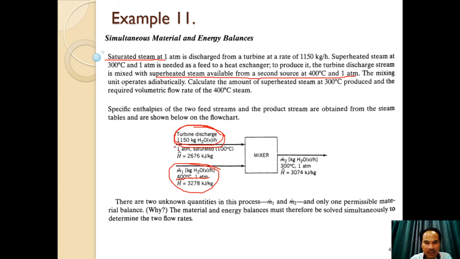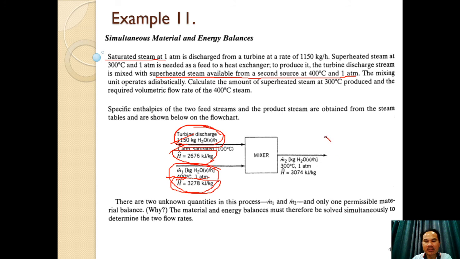You know the mass input, you know the pressure and temperature of the input steam, so you can calculate the enthalpy of the input, at 1 atm and 100 Celsius. For the second stream, you know the input is 400 degrees Celsius and 1 atm, and you can also calculate the enthalpy from the steam table. This is superheated, and you don't know the mass of the superheated water. We denote it as the unknown.